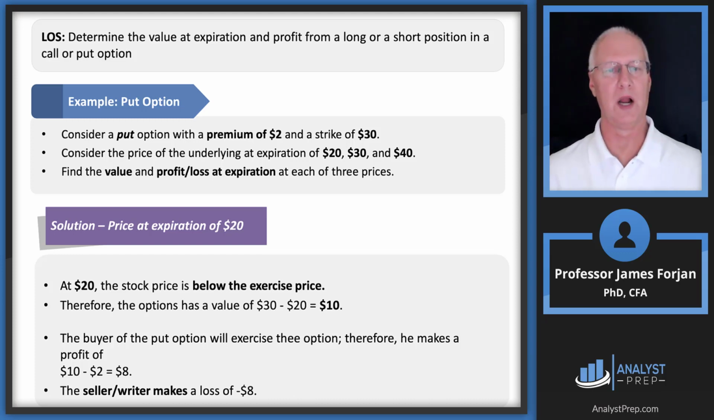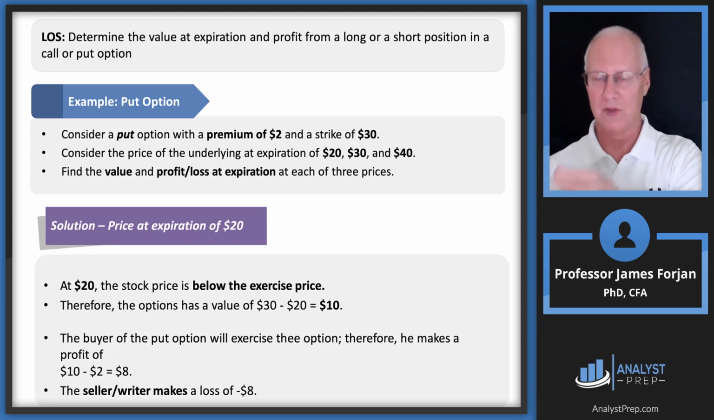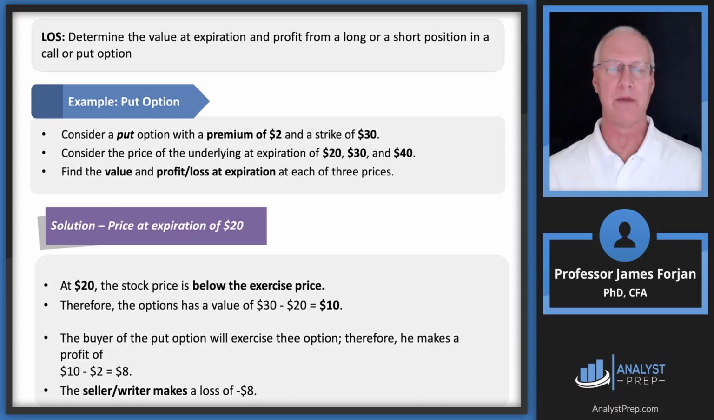All right, so at $20, this is good news for you, right? You bought the put option. You have the right but not the obligation to sell at 30 when the price is only $20. So at expiration, you're going to knock on my door. I'm going to hand my $10 over to you. So the value of the option is $10, but remember, you paid me $2 several months ago. So your put option profit is 10 minus 2 is $8, which means I lost $8.